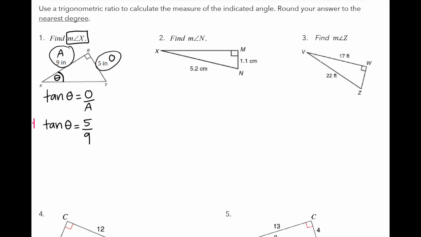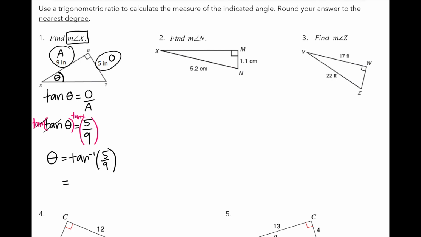So to get rid of tangent, I have to do the inverse, right? I'm trying to get theta by itself, so I have to do the same thing, tangent inverse. Tangent inverse undoes tangent, so it gets rid of it. And now I have theta equals tangent inverse of 5 over 9. This is on the same button as your tangent button. It's in small writing above it, so you have to press second tangent, and then it gives you tangent inverse.